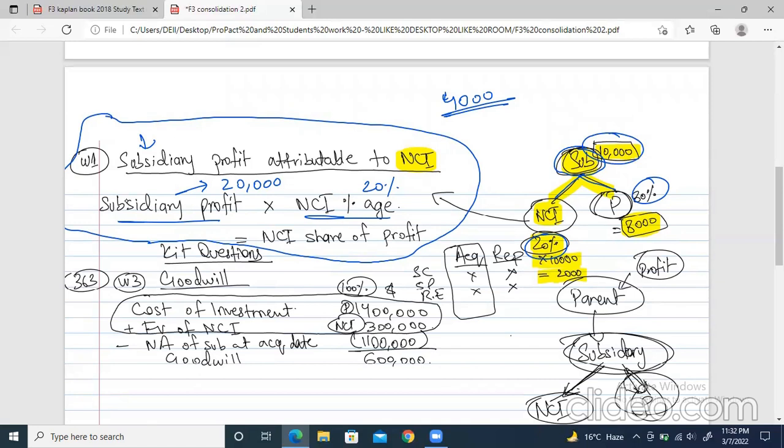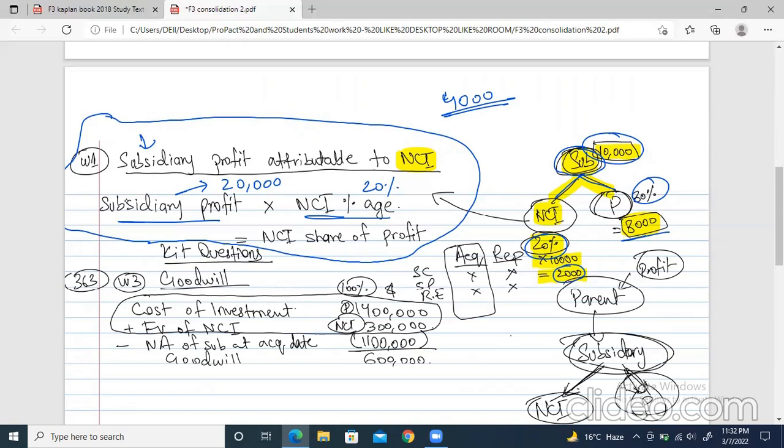Okay. Now, according to the percentage, we have to simply divide it, right? It's very easy to understand. Now, theoretically, parent owns 80%, right? So 80% share should go to parent. That means 80% of 10,000 will be 8,000, right? And the other 20% will belong to the NCI. That is 20% of 10,000, and this will be $2,000.